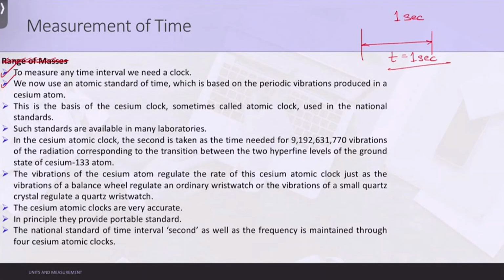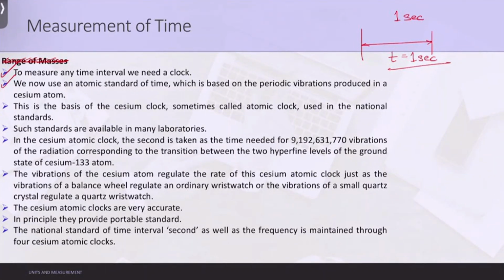The history of this has been explained. So we now use an atomic standard of time, which is based on the periodic vibrations produced in a cesium atom. This is the basis of the cesium clock. There are different types of clocks available, like the cesium clock, quartz clock, etc. One of the bases explained here is the cesium clock.